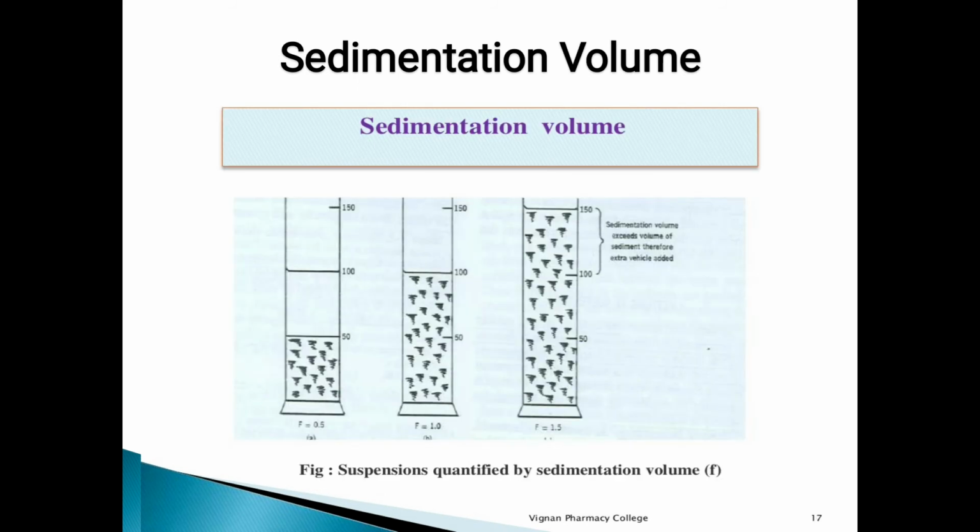Now sedimentation volume. Suspensions are qualified by sediment volume F of 0.5, F equal to 1, F equal to 1.5, that is Vu upon V0. So here you can see the height varies from Vu to V0 with different heights as shown in a measuring cylinder.